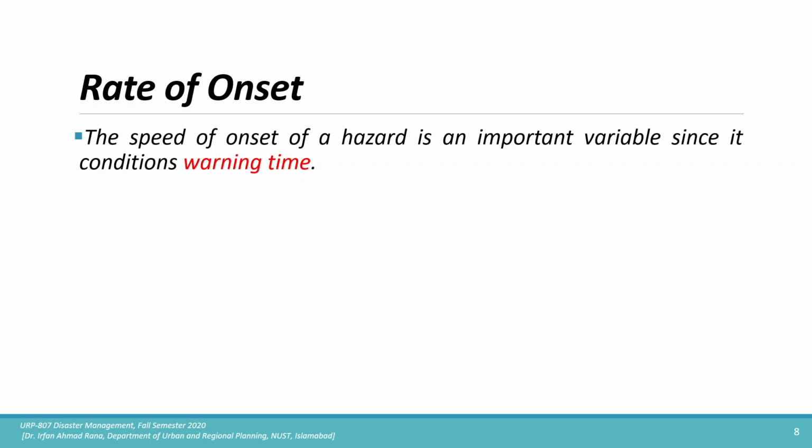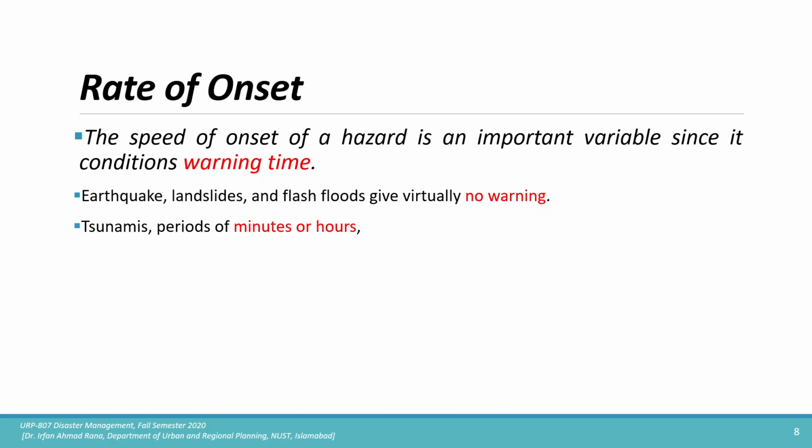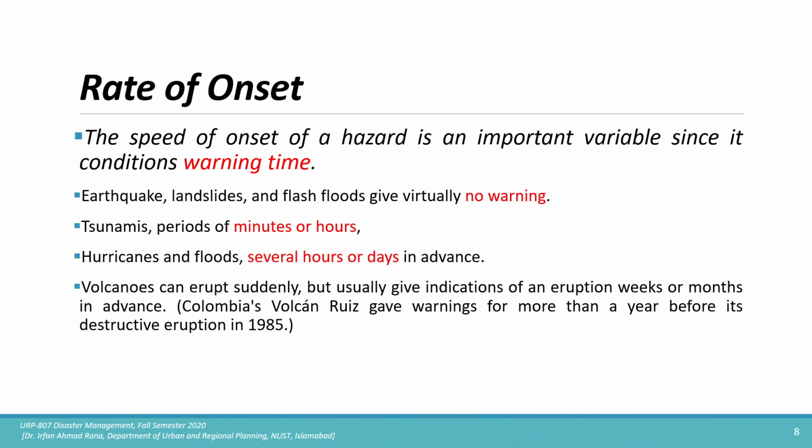So slow onset and rapid onset, there are two different kinds of onsets. That also determines your warning time. The more rapid it is, the less time of warning. So different hazards have different rates of onset, so they would have different hazard characteristics, and their potential threat to communities will vary.